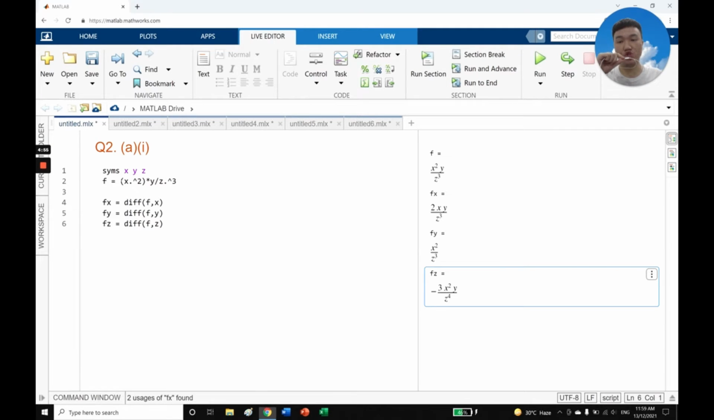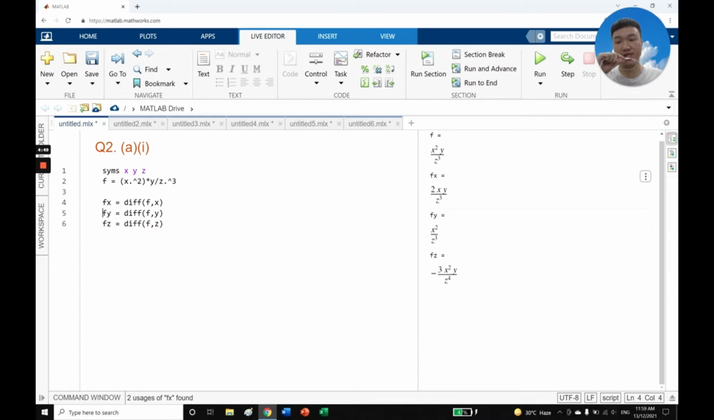First of all, for question 2, part A, part 1, we need to find the first partial derivative for the equation x squared times y divided by z cubed. We need to find fx, fy, and fz, which are the first partial derivatives with respect to x, y, and z respectively. We run the code, obtain the output for fx, fy, and fz, and compare the values with our calculated answer, and the answers are the same.